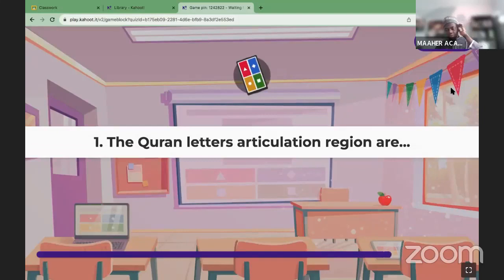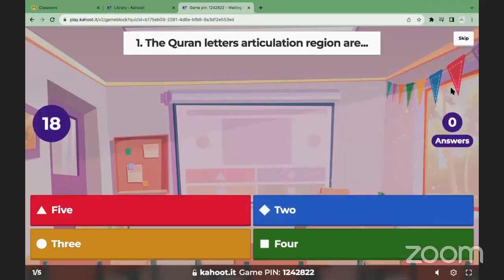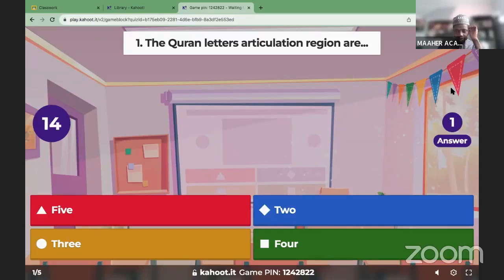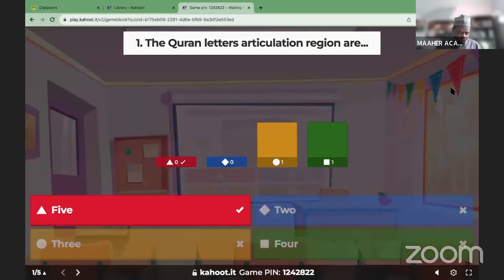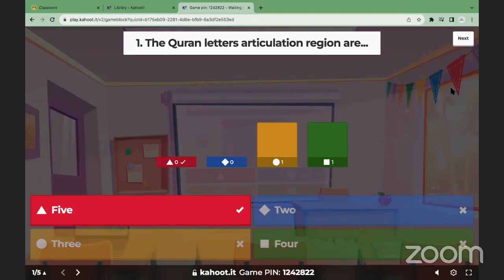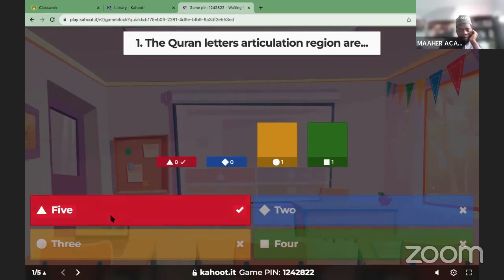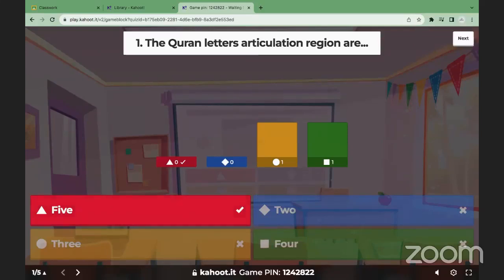The Quran letters' articulation regions are how many? Are they 5, 2, 3, or 4? So where do the letters come out from? Oh, folks, we said 5. So what makes you forget it? There are 5 regions where the letters come out from.